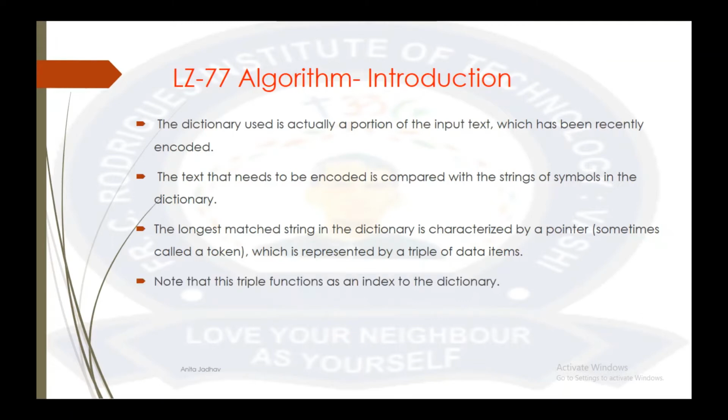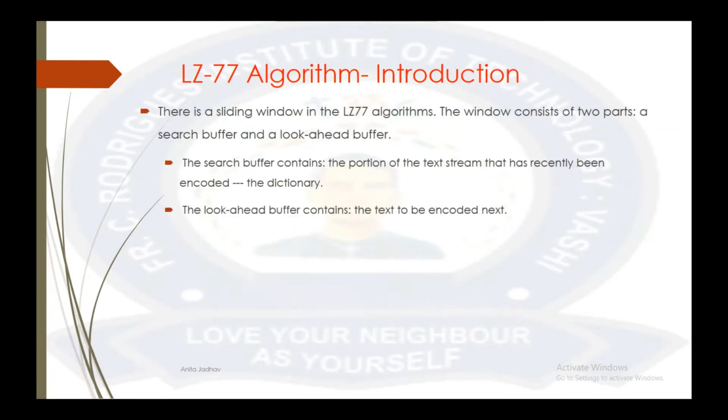Note that the triple functions as an index to the dictionary. So instead of one single value, I will have the triples here. I will always put them on the output string. There will be 3 values which will be treated as an index to the dictionary. In this way, a variable length string of symbols is mapped to a fixed length pointer. LZ77 is also called a sliding window algorithm.